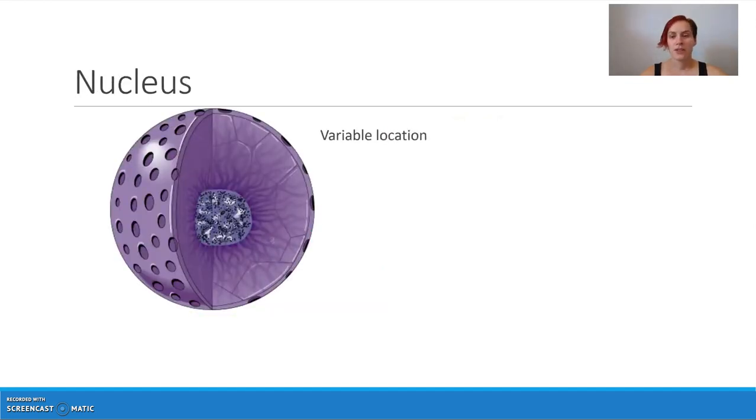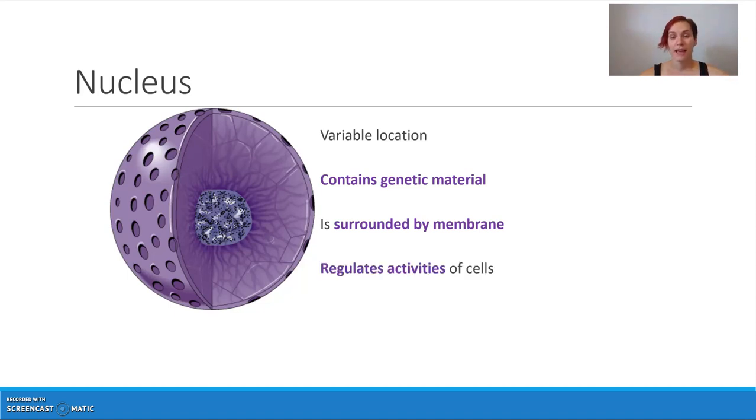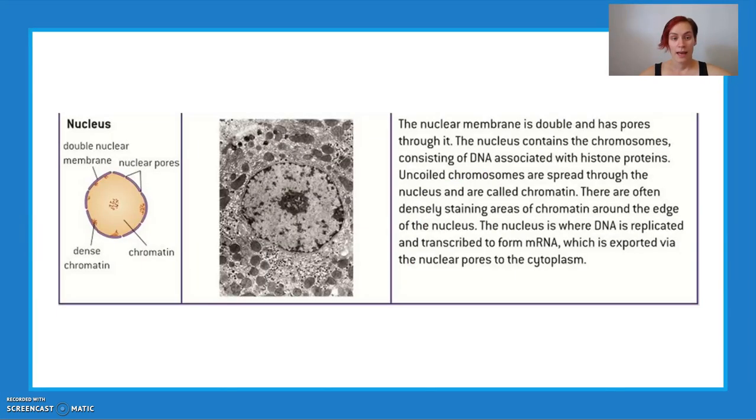Right. The nucleus, obviously, it's got a variable location, but it is that control center, and it contains the genetic material. It has its own membrane, and it's surrounded by a membrane in eukaryotic cells only. Okay. It's regulating all the activities in the cell, and I'm going to start putting in clips from your textbook, and that's pretty much what you'll see in an electron micrograph right there. It does have a double nuclear membrane, and there's some further information there you can do some reading on.